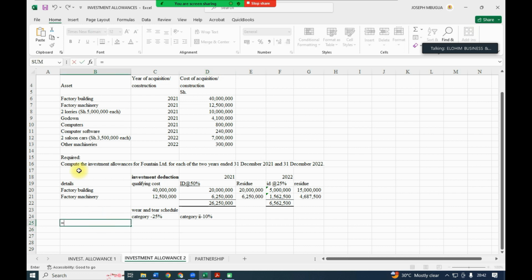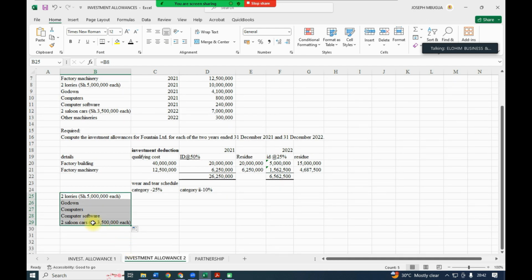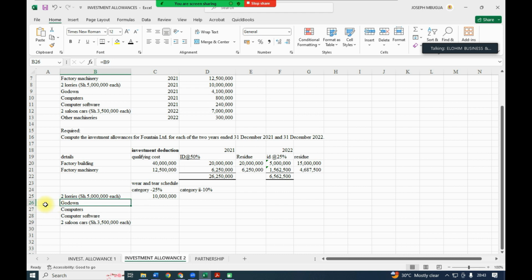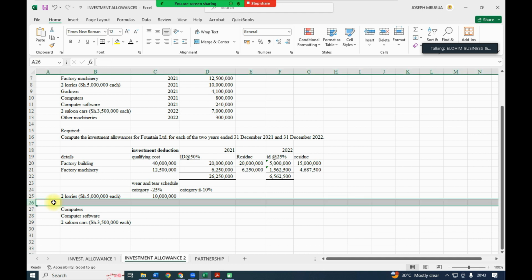So the other category that we have, we shall have the lorry. I think that's all. First, lorry up to saloon car. But for the saloon car, we shall take the restricted amount, what we call the qualifying amount. So for the lorry, 2 lorries, these are at 25%. I think we have seen that. The lorries. So the godown does not qualify for this. Sorry, the godown will go with what we call the IBD.